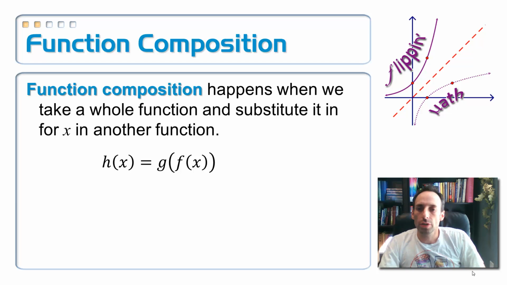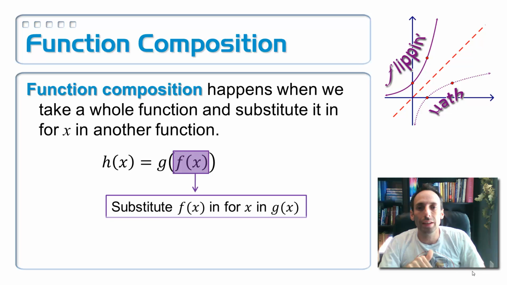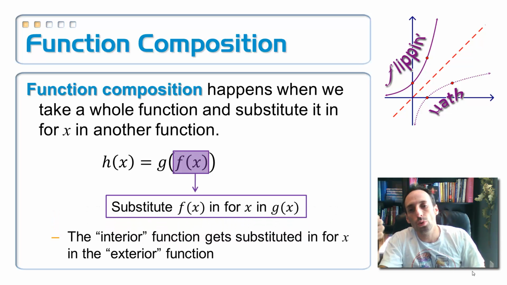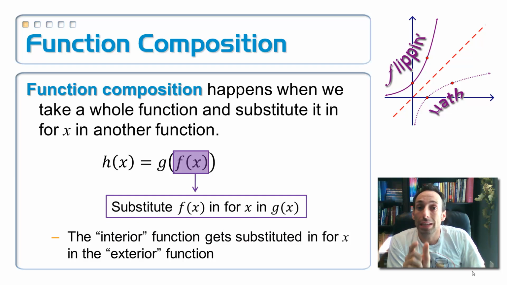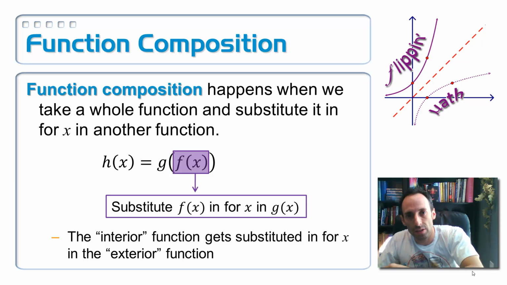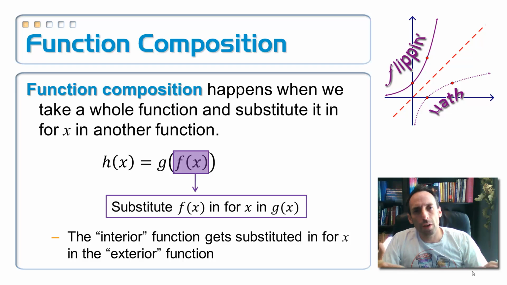Like this. This h of x is made from the composition of g and f of x. You take all of f of x and you plug it in for x into the exterior function g of x. F of x, it's on the inside, it's called the interior function. It gets plugged in for x in the exterior function, which is on the outside, g of x. Okay? I know this seems like a weird thing, but we've already plugged things in for x and we've simplified before, so this is just another one of those things.